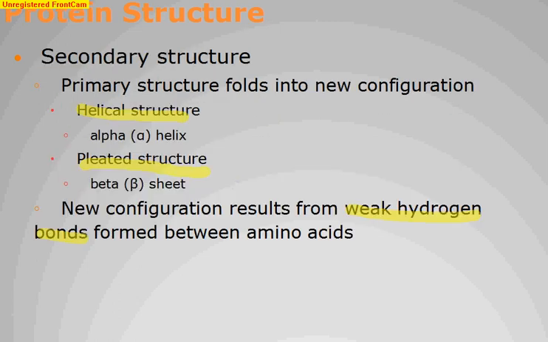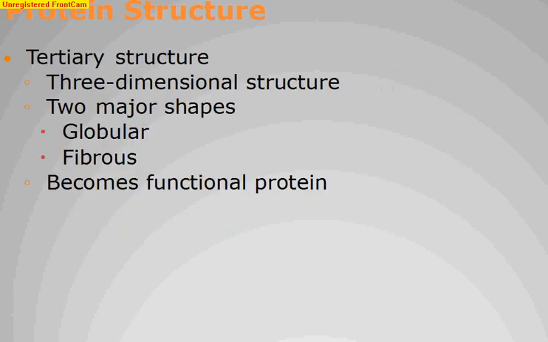So we get more and more complex as we move up. Tertiary structure is the fully developed three-dimensional shape. So you could have multiple helices, or a helix and a pleated sheet interacting, and that is making your tertiary structure. And so this is the fully developed three-dimensional shape.